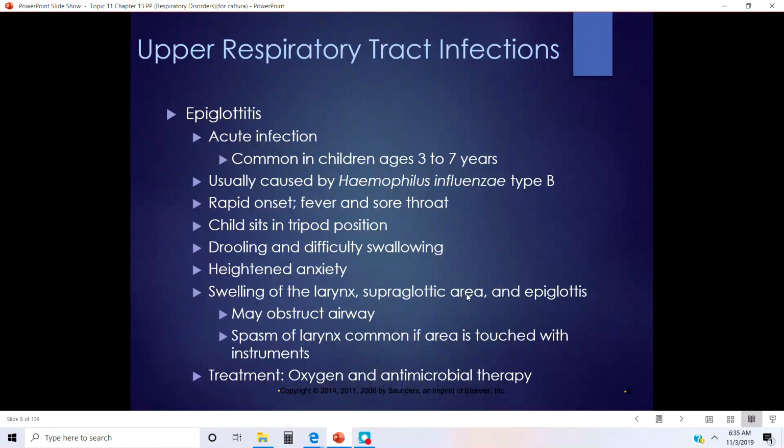All of that swelling may cause obstruction of the airway, and that becomes a definite problem. Sometimes the larynx will actually spasm if the area is touched with instruments. Say they're going in to look, that can actually cause laryngospasm. So since the individual may have obstruction, they want to make sure that they are getting plenty of oxygen, and they'll do antimicrobial therapy as best they can to prevent any secondary infection.